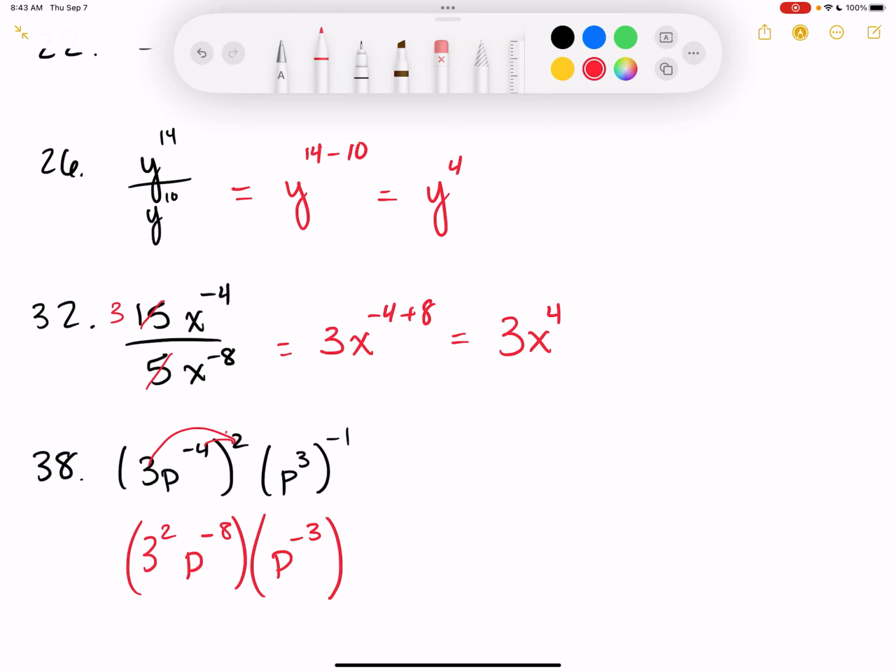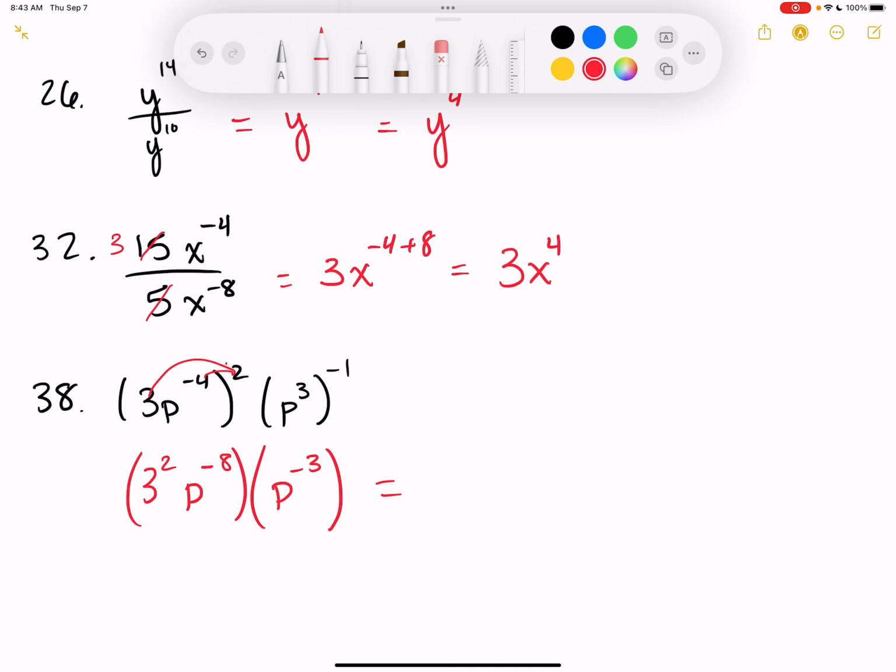So again, before I go through and move stuff to the bottom, since I can combine on top, I want to go ahead and do that, because sometimes by combining on top, you never have to move anything. Doesn't always work out nicely, but sometimes it does. So 3 times 3, we know that to be 9. Then p to the negative 8 times p to the negative 3. We add the exponents, so that's going to be p to the negative 11, which now I see that I still have a negative, so I need to move it to the bottom. So ultimately, I'm going to end up with 9 over p raised to the 11th.